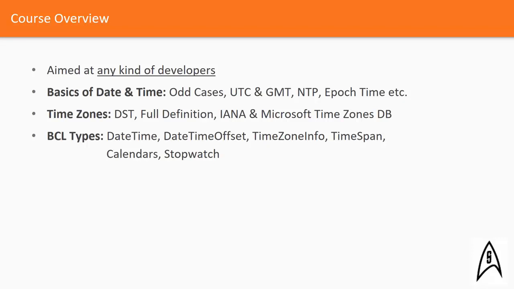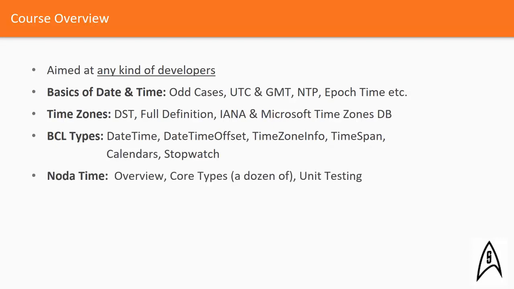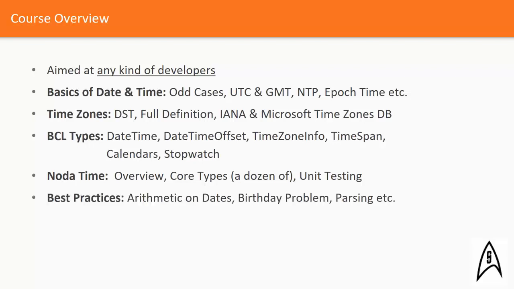We will look at the following types: DateTime, DateTimeOffset, TimeZoneInfo, TimeSpan, different calendars, Stopwatch, and many intrinsic details. Noda Time, including the overview, the core types, and unit testing. A great number of best practices of working with date and time. Arithmetic on dates, parsing, calculating of birthdays, scheduling events, date formats, ranges, and other. In other words, an exciting journey is waiting for you. Just take it, relax, and enjoy.